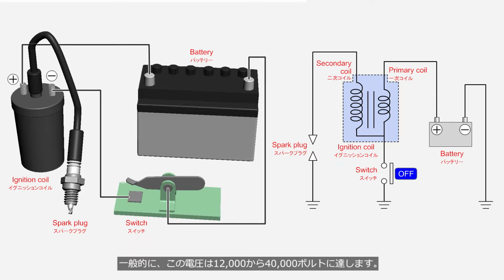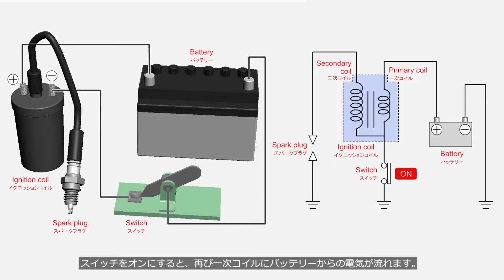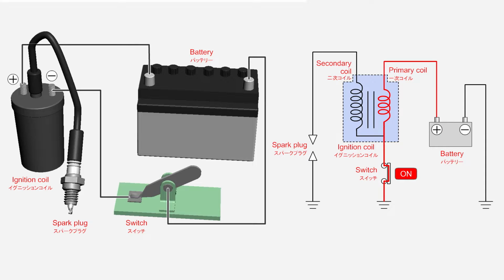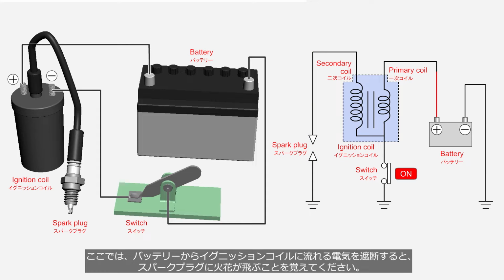Generally, this voltage reaches anywhere from 12,000 up to 40,000 volts. When the switch is turned on, electricity flows from the battery back through the primary coil. This video will not explain in detail about self-induction and mutual induction. If you are interested, please search for more information on YouTube or elsewhere. Just remember that shutting the electric current of the ignition coil generates sparks in the spark plug.